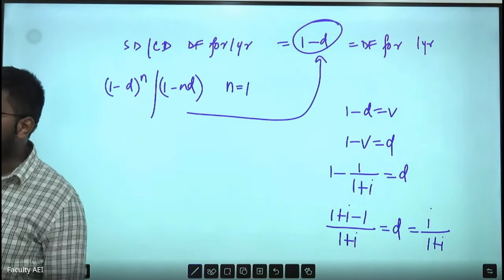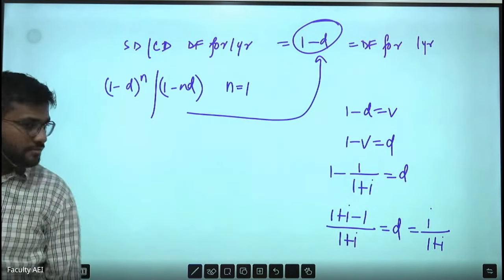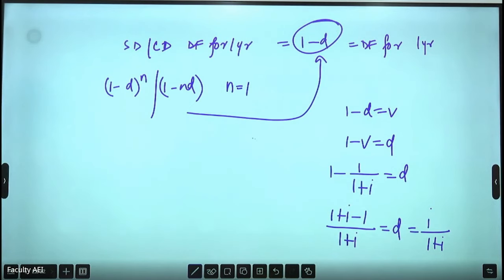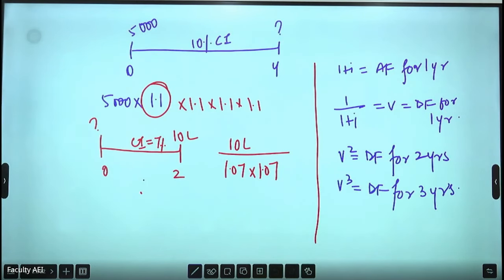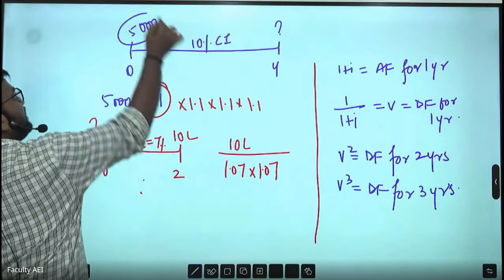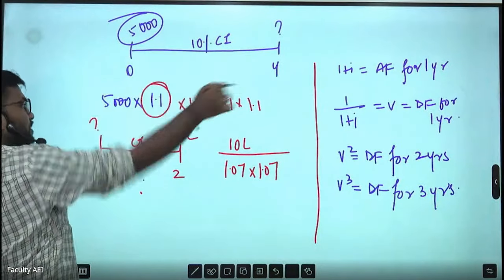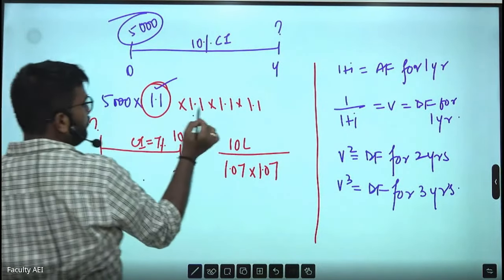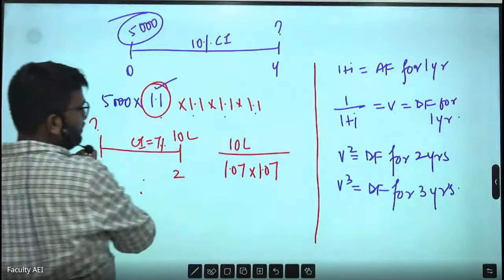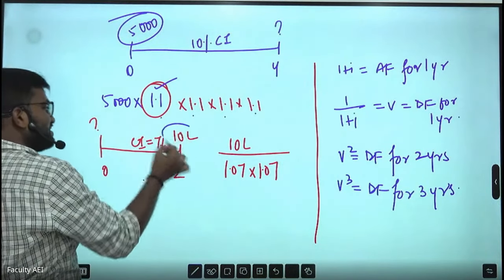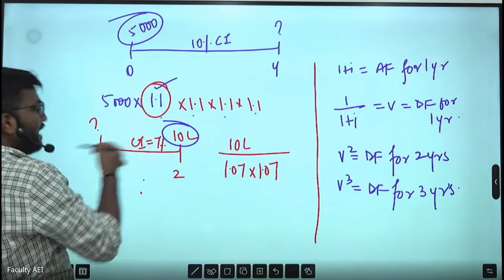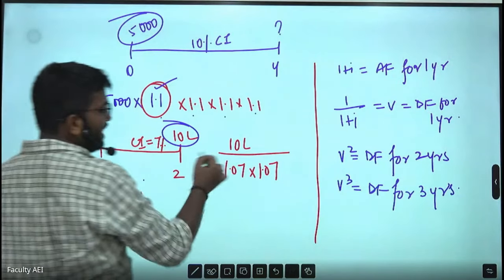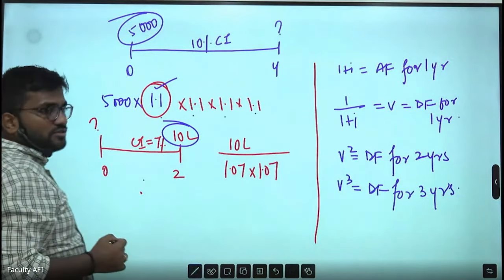Sir, can you please repeat the last slide? So 5000 was the present value. We need to calculate the accumulated value after 4 years. 1.1 is the accumulation factor for 1 year. So into 1.1, 1.1, 1.1, 1.1. Okay. Next was 10 lakhs is the accumulated value. We need to calculate the present value. So 10 lakhs by 1.07 into 1.07.